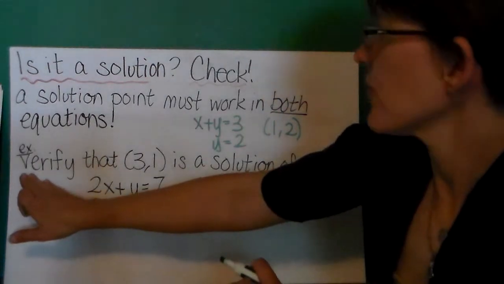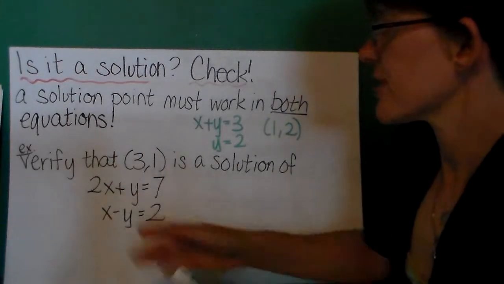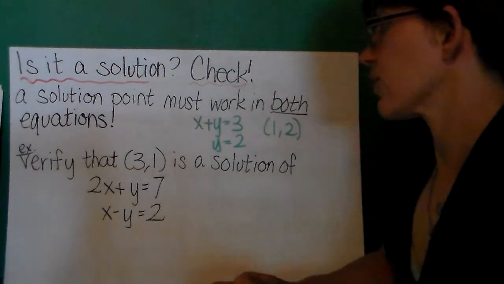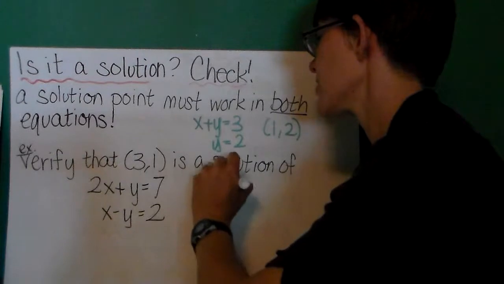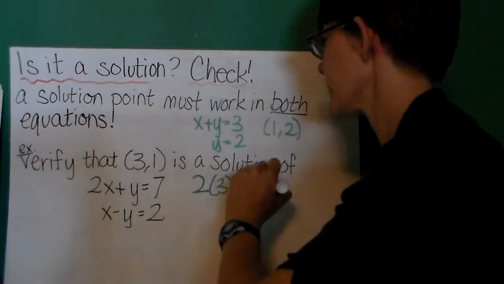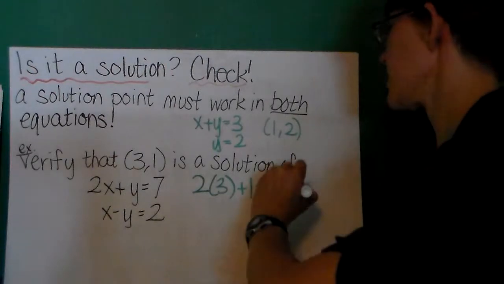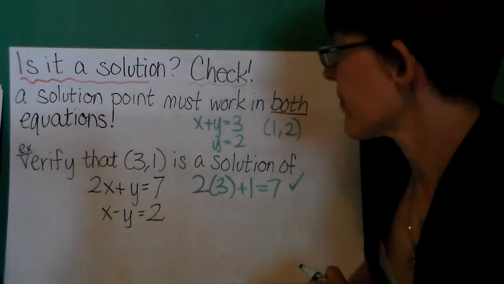On to our example, we're going to verify that (3, 1) is a solution of this system. 2x plus y equals 7, x minus y equals 2. So I'll substitute 2 times 3 plus 1. Is that equal to 7? 2 times 3 is 6, plus 1 equals 7. So yes, that is a solution.